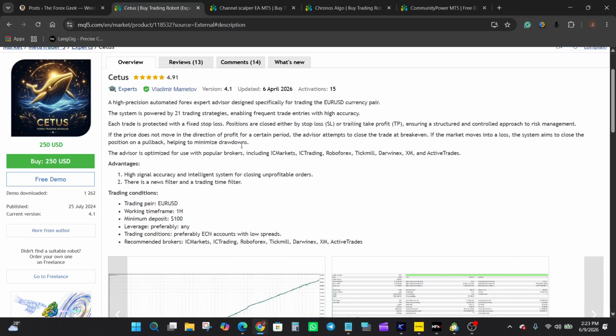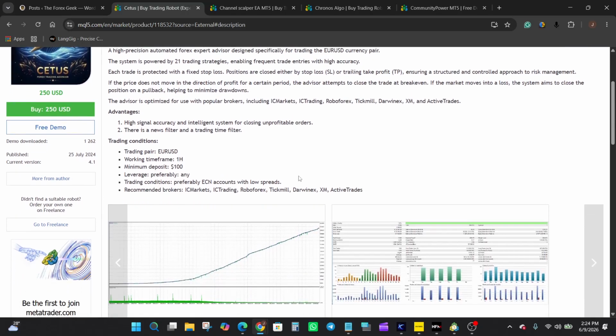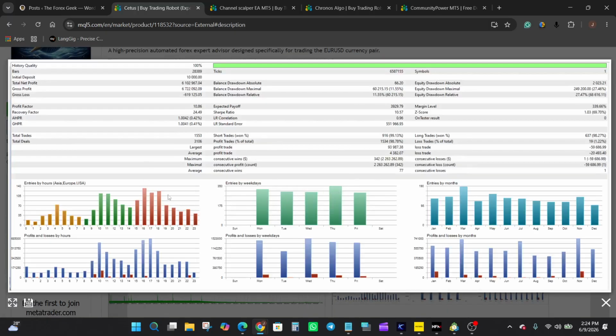So now looking at the backtest section, I'm just going to first of all start by analyzing the attached backtest result here. And we can see that from an initial deposit of $10,000, the total net profit was over 6.1 million. And the total trades taken were 1,553. Short trades were 916 with a 99.13% win rate. Long trades were 637 with a 98.27% win rate.